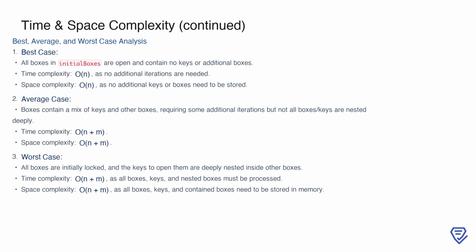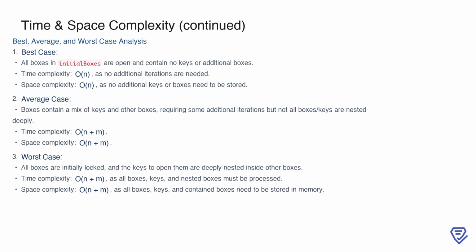In the average case, we encounter a mix of nested boxes and keys, requiring more iterations to process, but the overall complexity remains O(n + m). Similarly, in the worst case, all the boxes are initially locked, with keys deeply nested inside, meaning we must process every box, key, and nested structure.